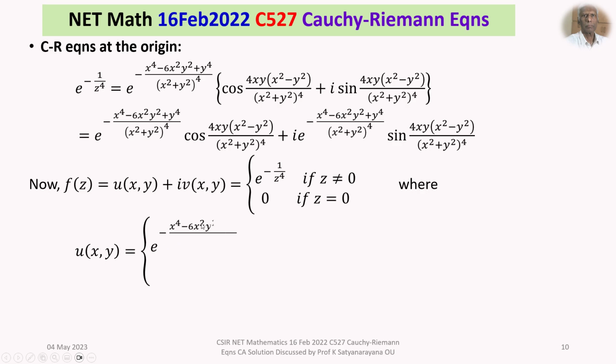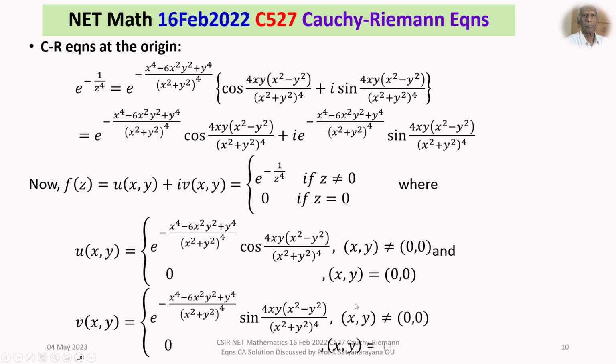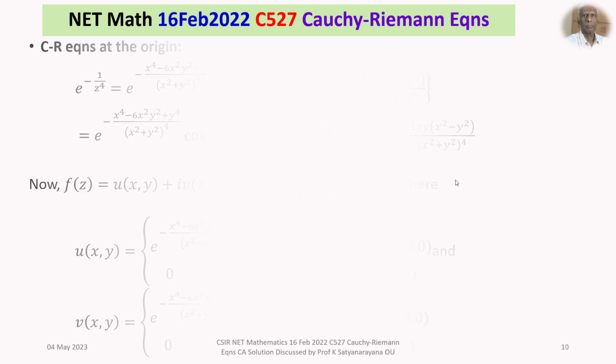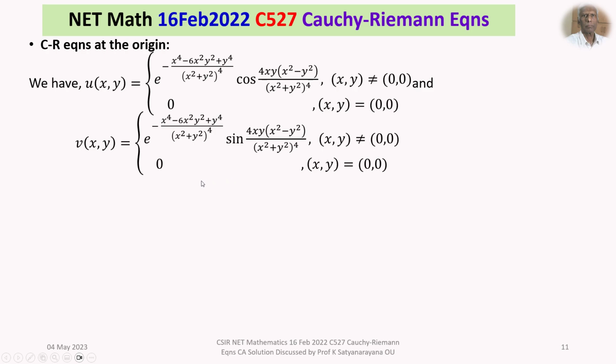So u of xy is the one with cos, when x comma y is not equal to 0 comma 0, and it is 0 when x comma y is equal to 0 comma 0. So also v of xy. With v of xy we will get sine. Agreed. Now, right, this is what we have seen.